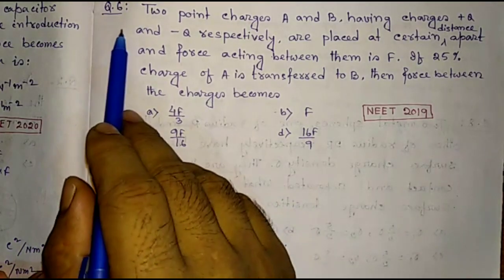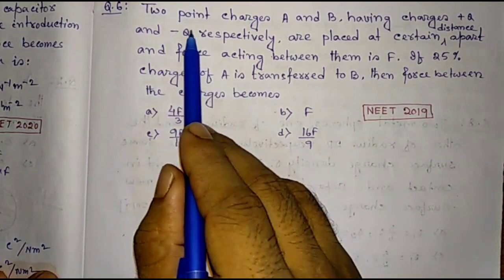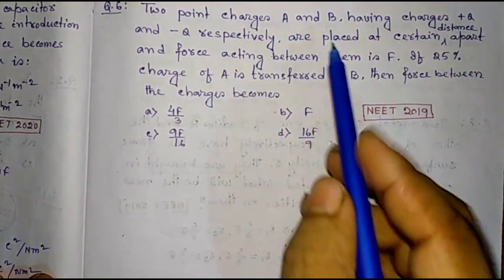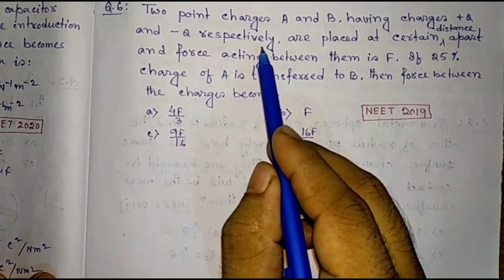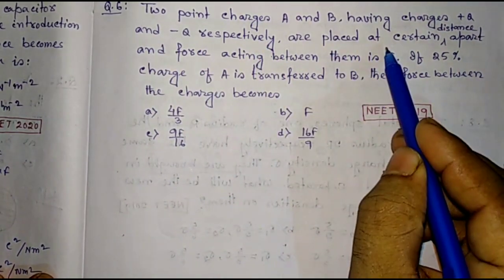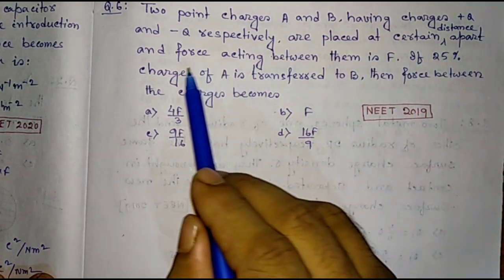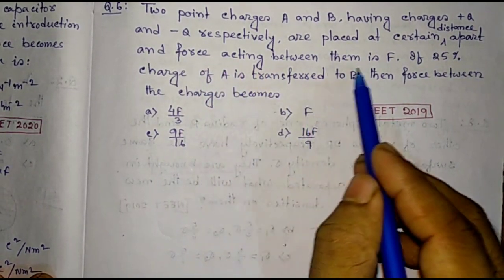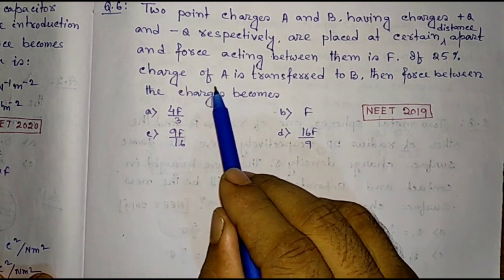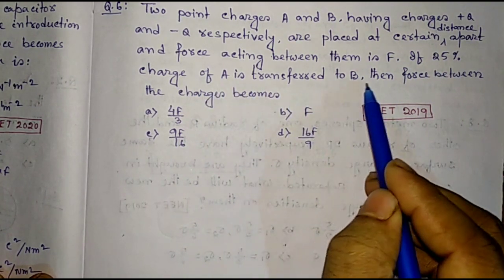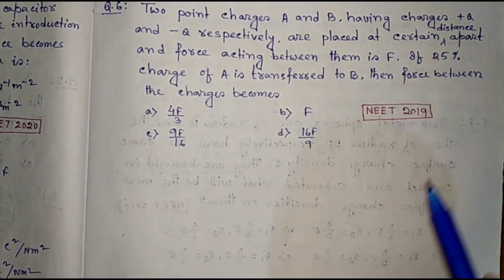Next question is question number 6. Two point charges A and B having charges plus Q and minus Q respectively are placed at a certain distance apart and the force acting between them is F. If 20% charge of A is transferred to B, then the force between the charges becomes?